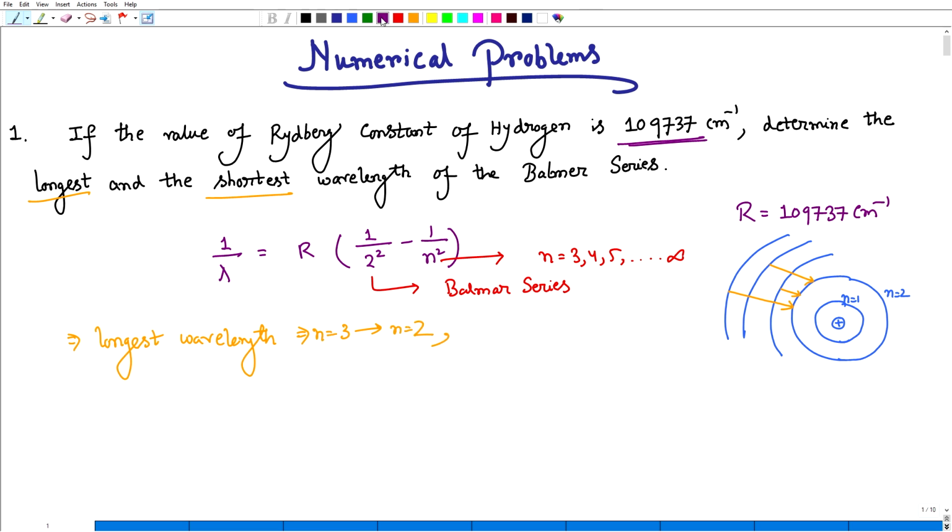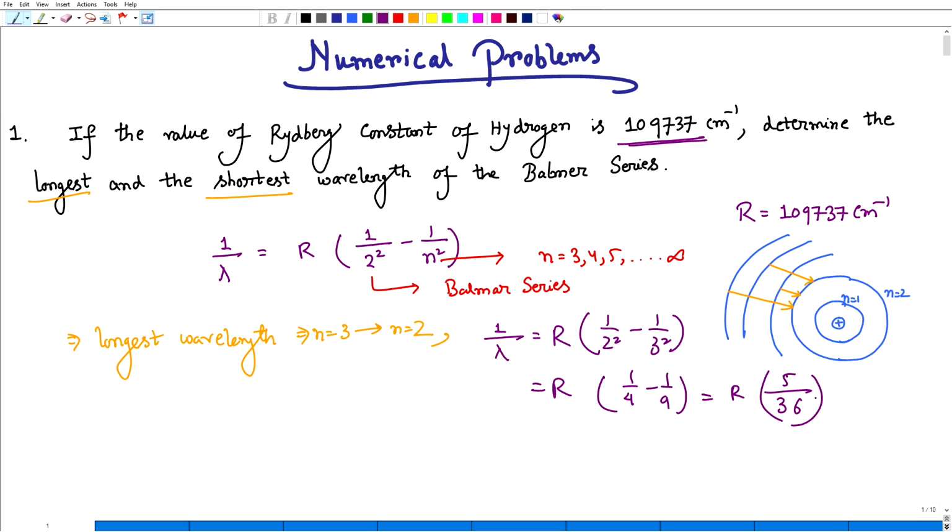So, you can calculate, then 1 by lambda should be R into, R is the Rydberg constant, that is already given to us. Now it is 1 by 4 minus 1 by 9, it is 5 by 36. Okay. Now, this is a unitless quantity. So, the unit of lambda will be determined purely by the unit of R. R is 109737 into 5 by 36, and it is centimeter inverse.